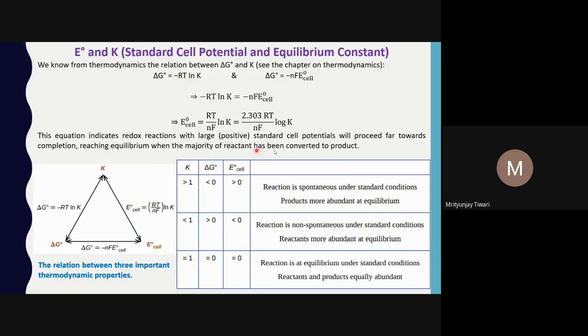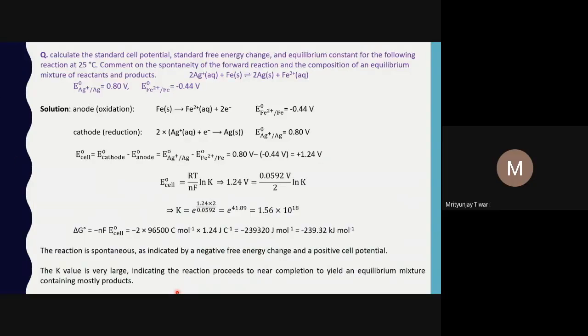So from this table, we get certain information, based on interpreting the three equations that we have just seen in this triangle. These are the relations between three important thermodynamic properties that are important for us to understand in this chapter. Let us now take this question: calculate the standard cell potential, standard free energy change, and the equilibrium constant for the following reactions at 25 degrees centigrade.